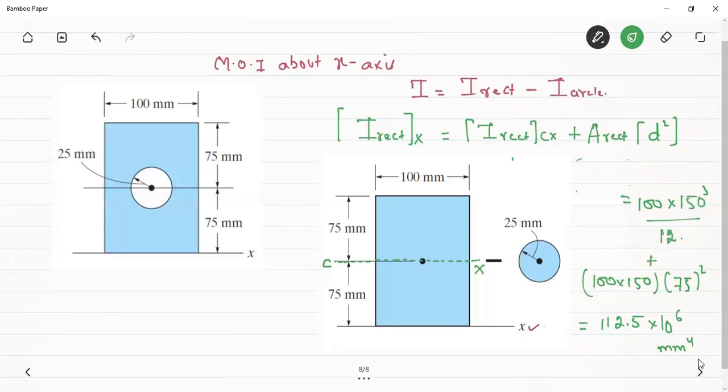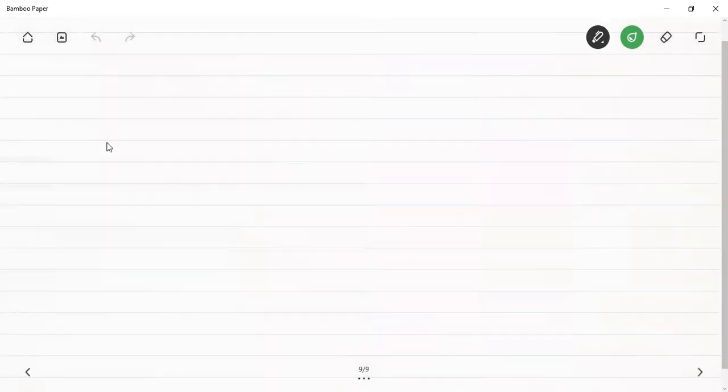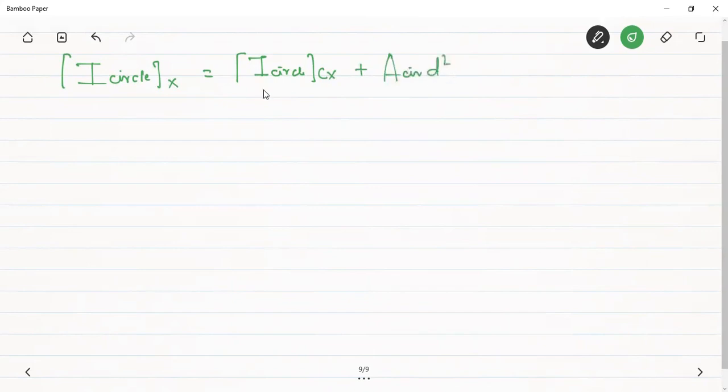So what we have computed here is the moment of inertia of this complete rectangle about this x-axis. Now we have to subtract the moment of inertia of this circle about the x-axis. Therefore, I circle about the x-axis will be equal to the moment of inertia of this circle about its own centroidal x-axis plus the area of this circle multiplied by the square of the distance between those two axes.